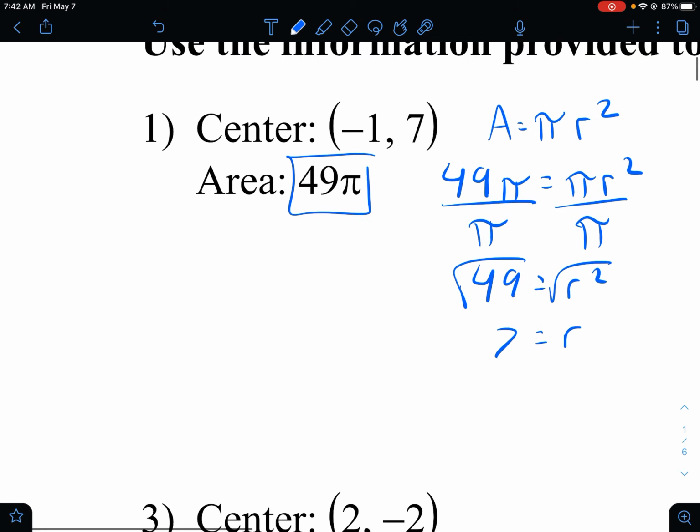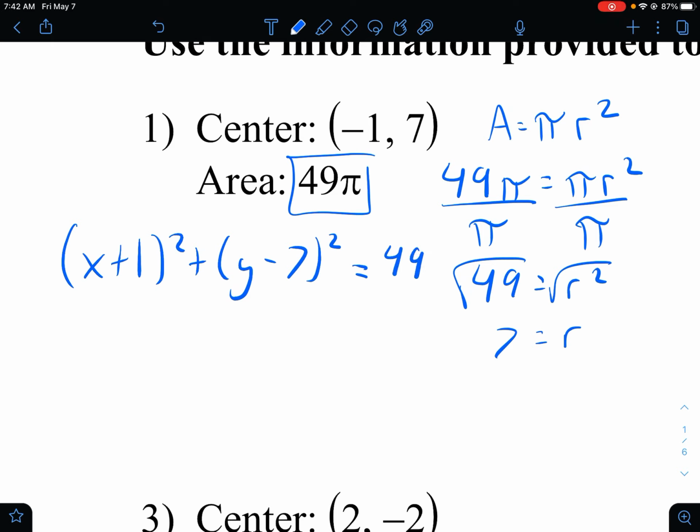So now we have our center and we have our radius, and we can write our formula. We've got (x plus 1) squared plus (y minus 7) squared, and that needs to equal our radius squared, which is going to be 49. You'll notice that's just our 49. Since our formula is just radius squared, you can just take whatever's attached to pi from the area.